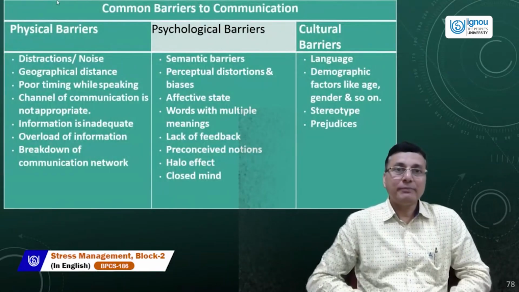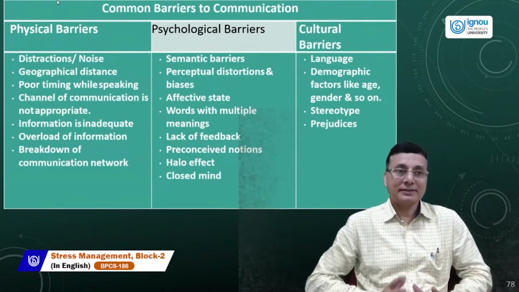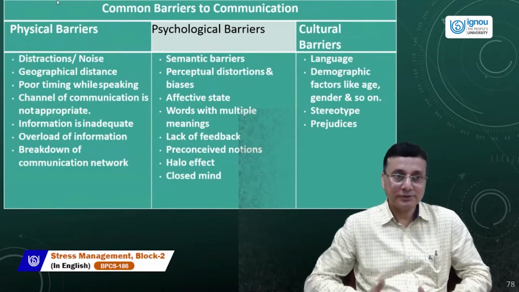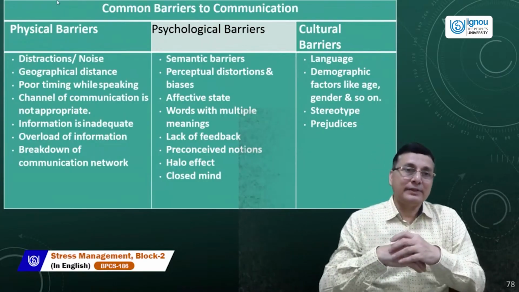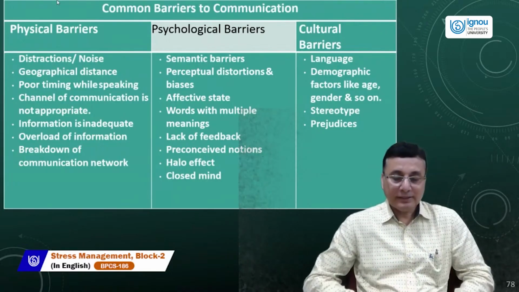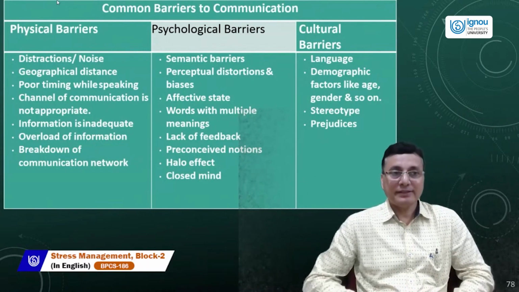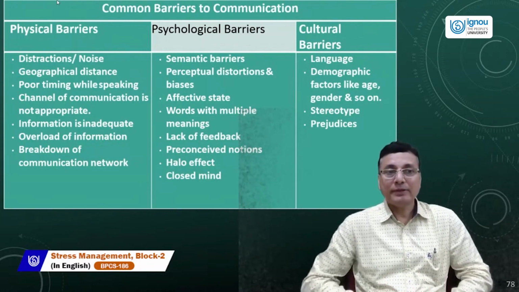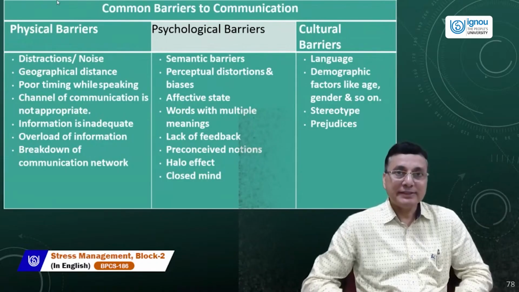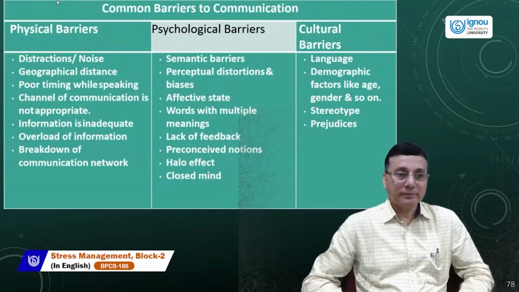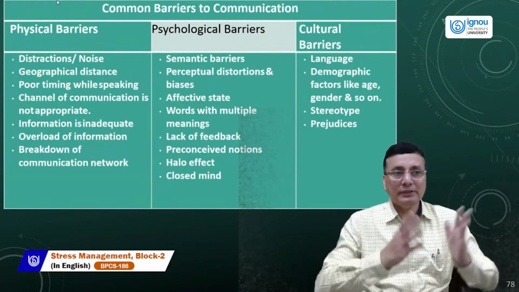So let us see the common barriers to communication. There are certain physical barriers like distraction or noise when you are talking to someone. If distractors and noise are there, you may not be very comfortable, and it may not turn out to be a good communication between two people. Geographical distance, poor timing while speaking, an inappropriate channel of communication, inadequate information, overload of information, breakdown of communication network. So all these are physical barriers.